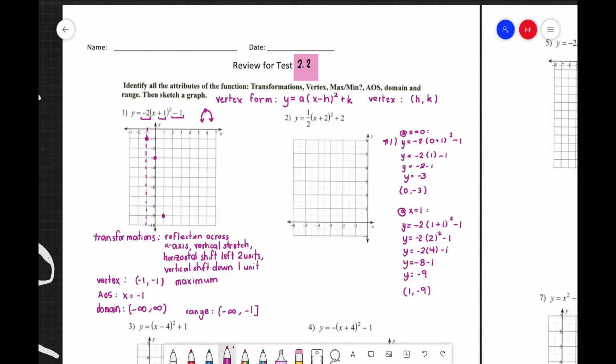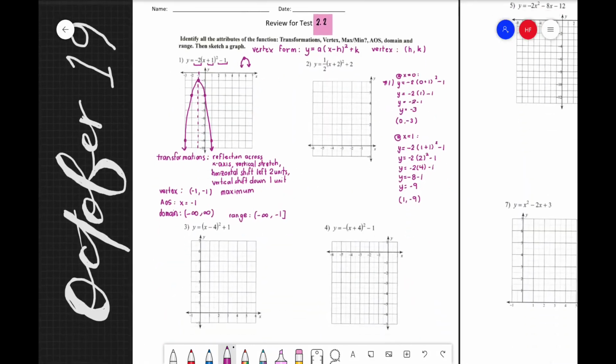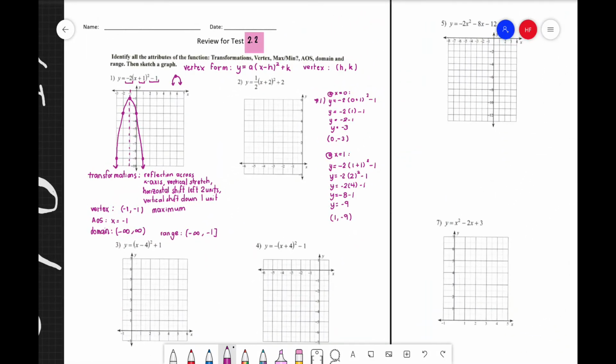And then since we drew in our axis of symmetry, we can just reflect onto the other side of that line. So here I would have on the left side that point, and then that point. So my quadratic function would look something like that. So we've got our transformations, vertex. We know that we're going to have a maximum. The axis of symmetry, we found the domain and the range, and then we found 2 extra points so that way we can reflect across that axis of symmetry.